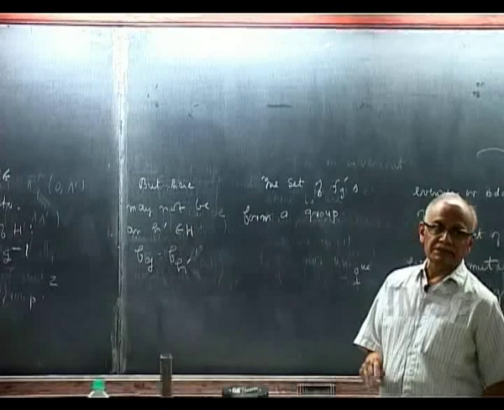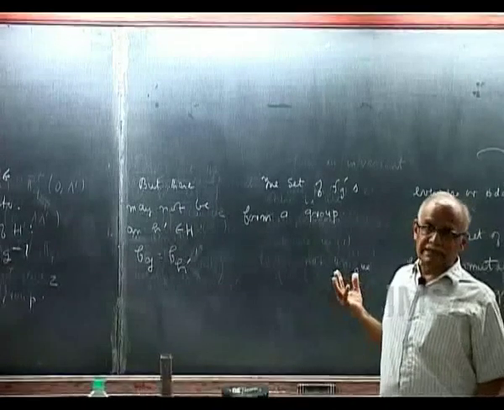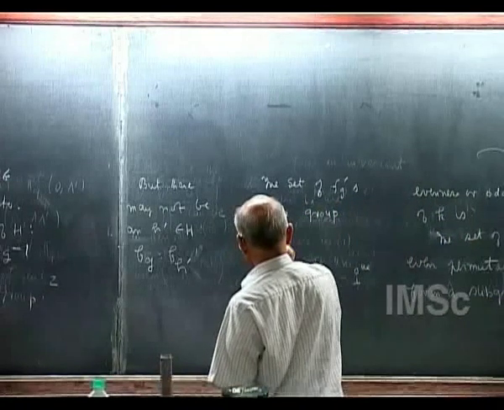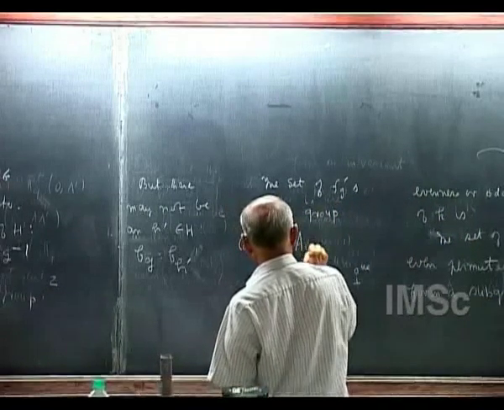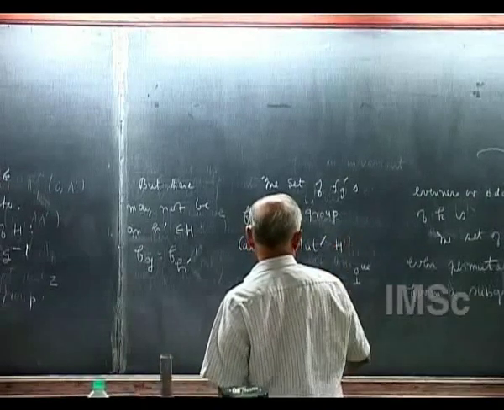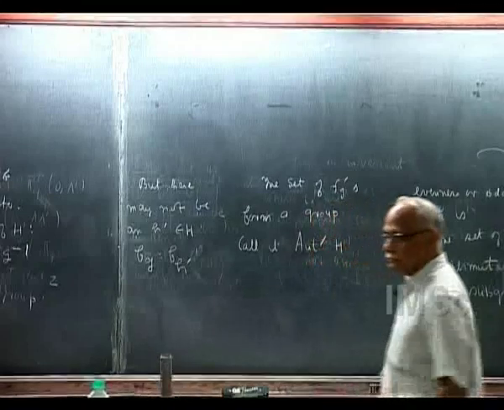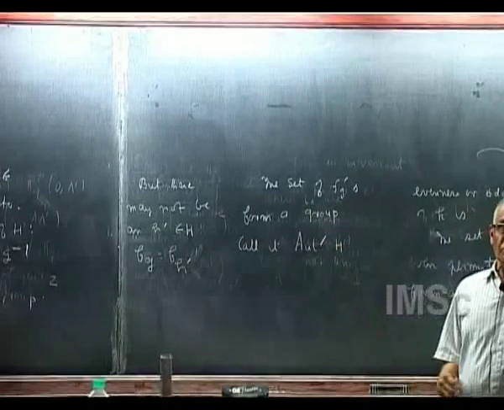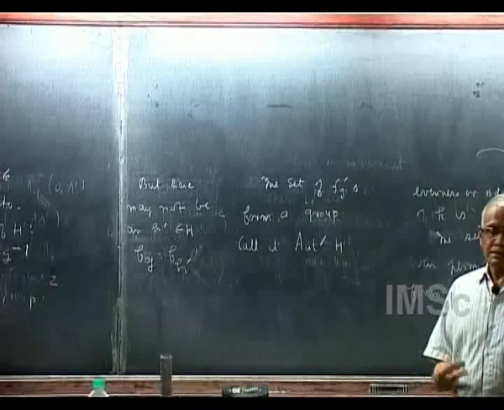I need some notation. It may not be all the automorphisms of H, so I need some notation for this. Let me call it automorphism prime of H. I am putting a prime there because I do not know that I am exhausting all automorphisms of H. In general, that is not true also. Okay.